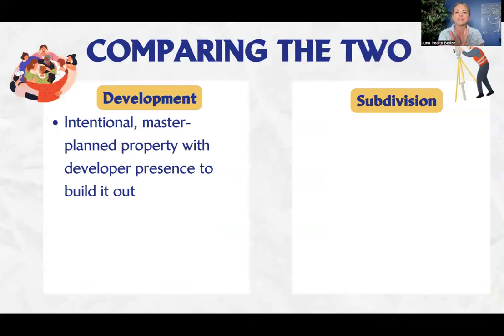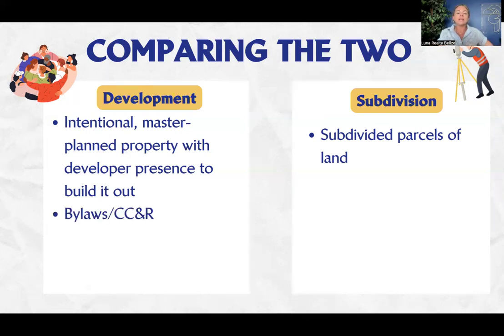So first and foremost, a development typically is an intentional master plan property where there's a developer presence to build out the property. Typically within developments, you have common areas, you have third spaces, you have community amenities, whereas a subdivision is more so just a large tract of land that somebody purchased, surveyed into smaller parcels, and then sold that land off.